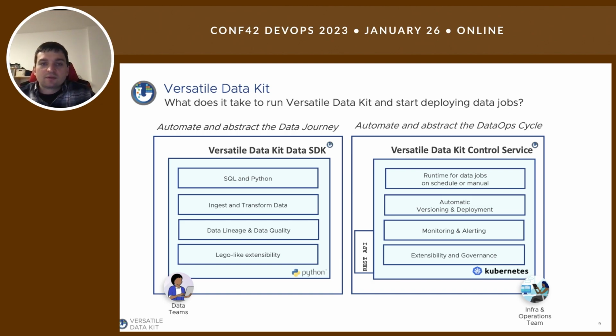the control service, which automatically abstracts the DevOps cycle, would allow users to create, deploy, and manage those data jobs in a runtime environment in an automated way, and allow automatic versioning and deployment, and at the same time allow DevOps people in the company, who best know how to build CI/CD, to extend it using their own knowledge and their own best practices they want to apply for their organization. Well, let's look at an example.